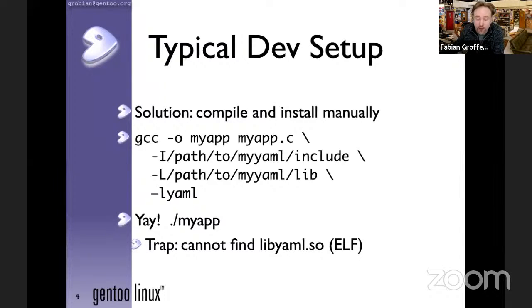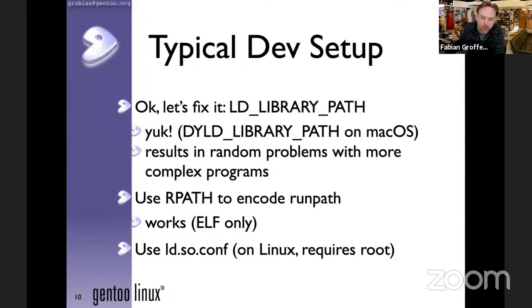Because it is not in a standard location, it doesn't know where to find it. If you Google for that, you can easily solve it by setting LD_LIBRARY_PATH, and that works until things get a bit complex, because then suddenly it starts to break things. So the real solution is to use run path or rpath instructions that you can put in ELF binaries and libraries. You can also add the path where you install the libyaml library to your ld.so.conf on Linux.